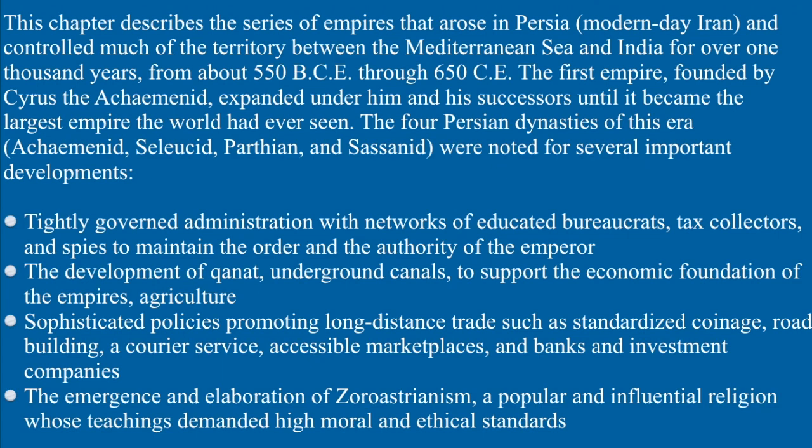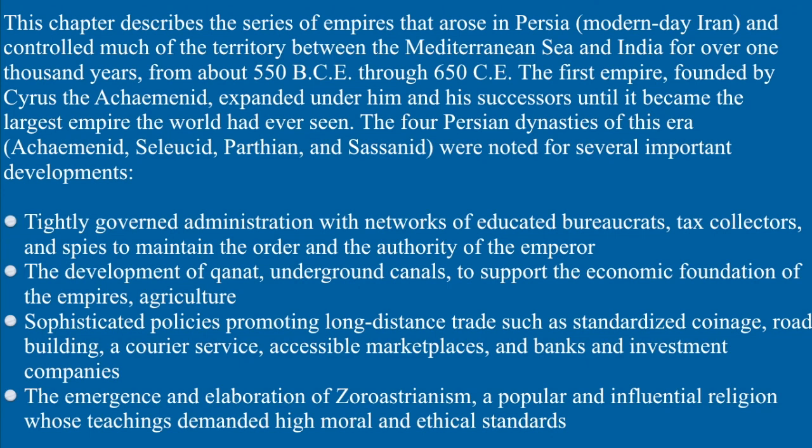The four Persian dynasties of this era, Achaemenid, Seleucid, Parthian, and Sassanid, were noted for several important developments. Number 1, tightly governed administration with networks of educated bureaucrats, tax collectors, and spies to maintain the order and the authority of the emperor. Number 2, the development of qanat, underground canals, to support the economic foundation of the empire's agriculture.